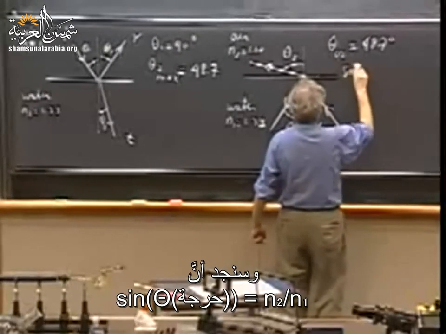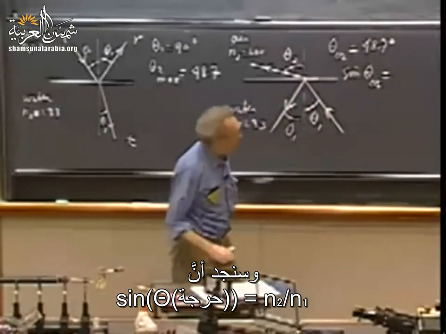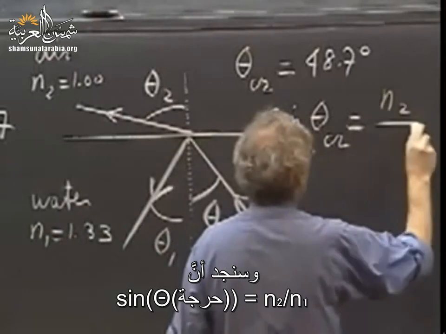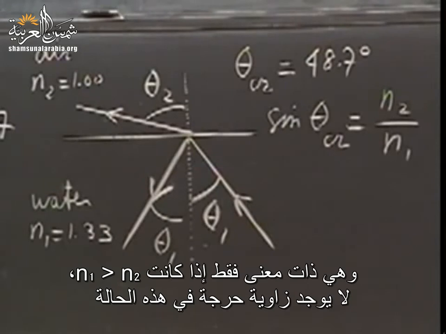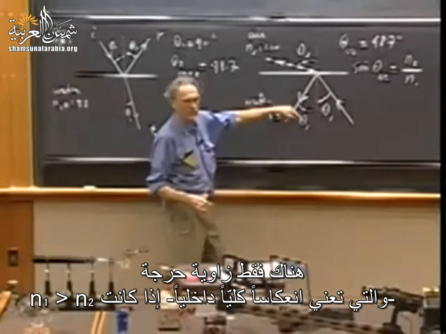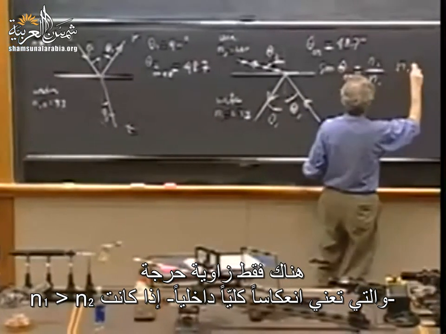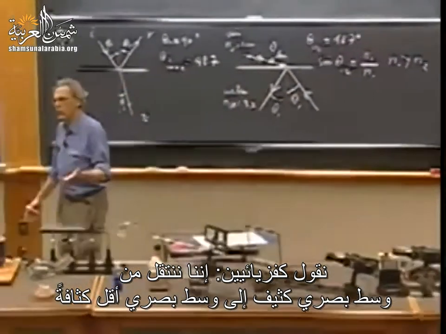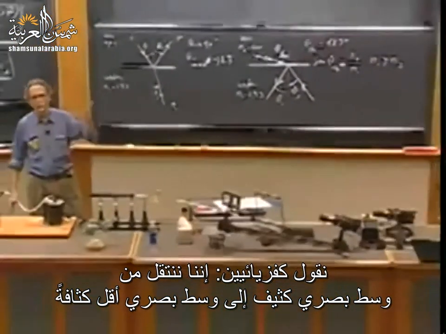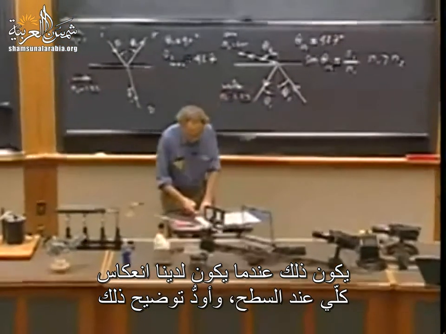And you'll find that the sine of the critical angle is N2 over N1. And this is only meaningful if N1 is larger than N2. There is no critical angle in this situation. There is only a critical angle that means total internal reflection if N1 is larger than N2. We say, as physicists, you have to go from an optically dense medium to an optically less dense medium. That is when you can have total reflection here at the surface.